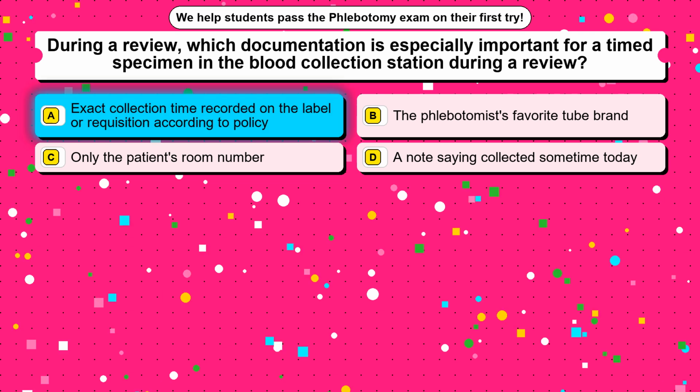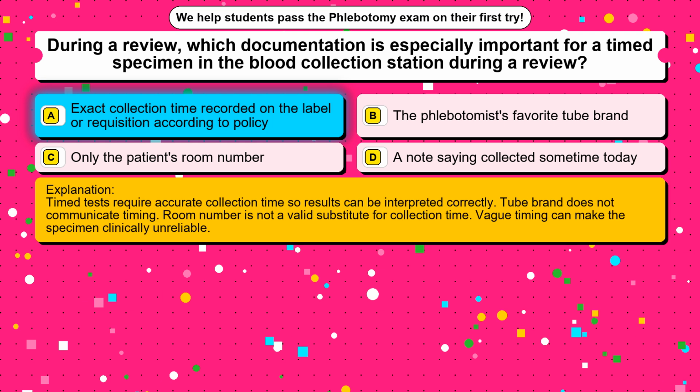The correct answer is option A. Exact collection time recorded on the label or requisition according to policy. Timed tests require accurate collection time so results can be interpreted correctly. Tube brand does not communicate timing. Room number is not a valid substitute for collection time. Vague timing can make the specimen clinically unreliable.